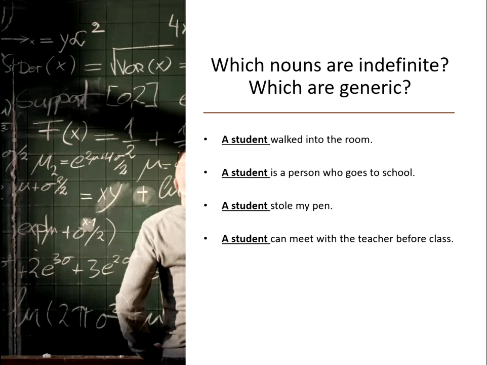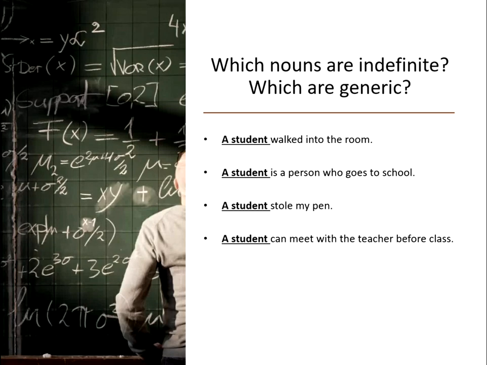In the first sentence, a student walked into the room. There's an actual student here, so in this case, it's indefinite. In the second sentence, a student is a person who goes to school. This is true for all students. So in the second sentence, a student is generic, or in general.